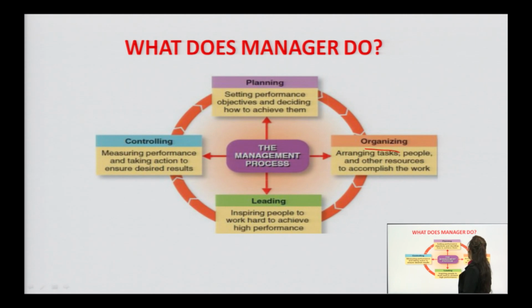The second one is organizing. Organizing means he has to arrange the tasks, the raw materials, and machines, and combine things together so that he can make things available and bring them together in such a way that he can execute in a better way.